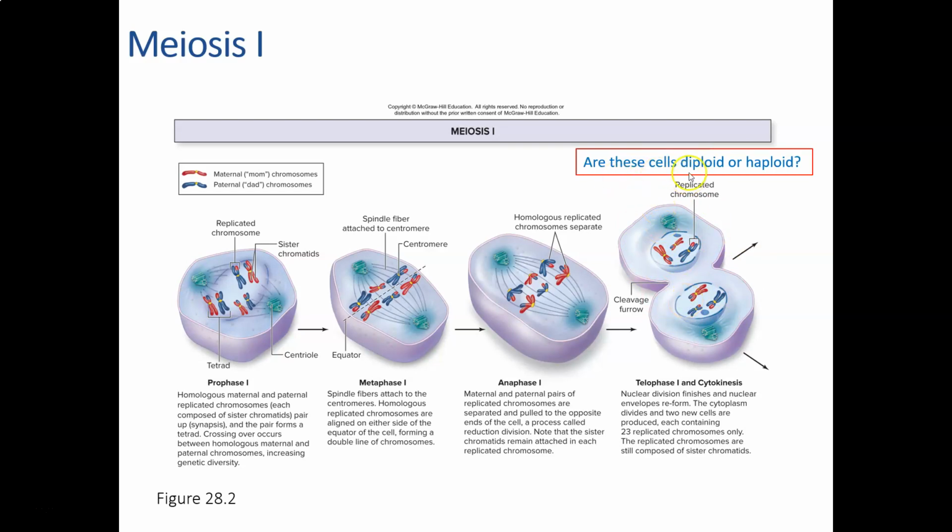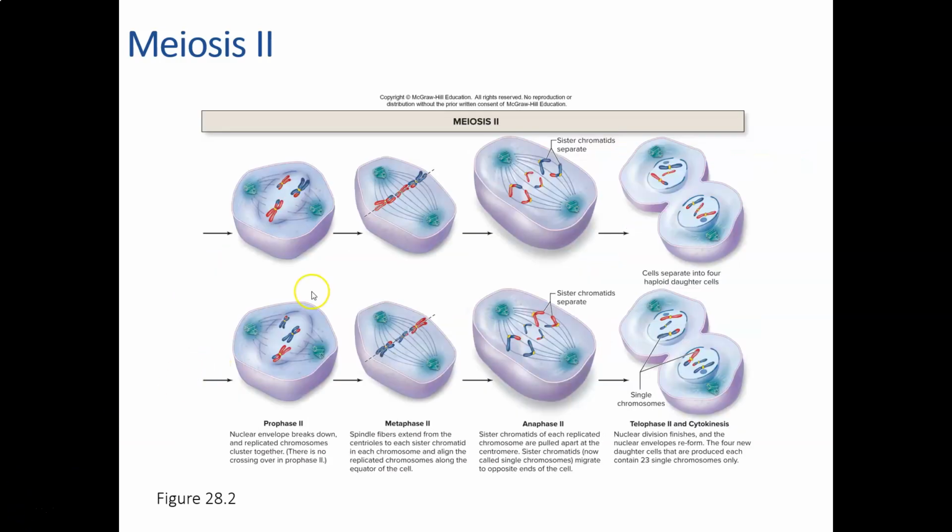So are those cells diploid or haploid? Since they do not have a homologous chromosome to go with them in the same cell, those cells are haploid. For meiosis 2, let's look at one of those daughter cells from meiosis 1. Then you have metaphase 2. This time they line up in the middle, there's only one row between the two poles.